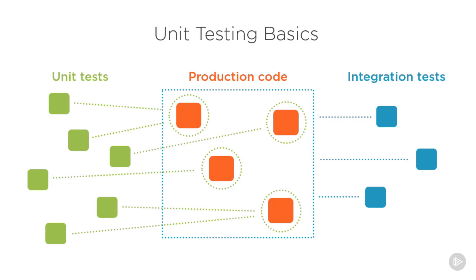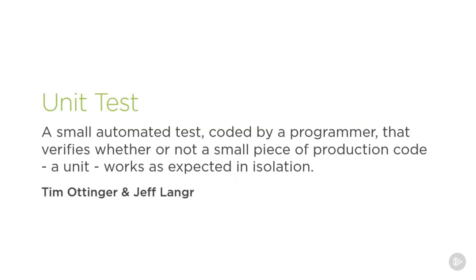In a unit test, you don't access the real database. Instead, you try to fake the database for your test, because you just want to focus on the unit that you are testing. You want to focus on an isolated piece of production code. And with this in mind, let's look at the definition of a unit test. A unit test is a small automated test coded by a programmer that verifies whether or not a small piece of production code, a unit, works as expected in isolation.